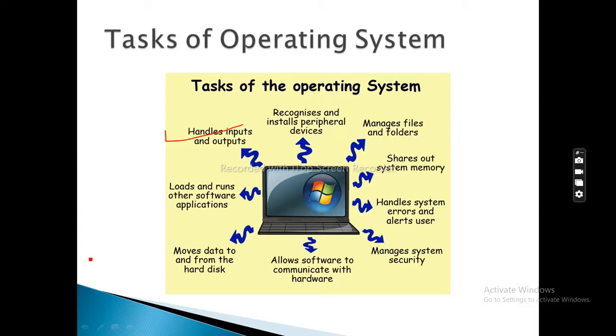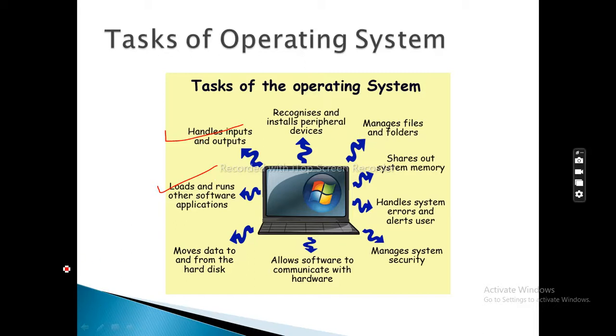Second one is loads and runs other software applications. For example, you are double clicking on an application or a software, and it loads into your computer. For example, you want to reboot your computer, you want to put Windows 7 or 8 into your computer, you double click on that, and a dialog box will come. A boot prompt will come, where you have to give the set of instructions on how you want to partition the devices: C drive, D drive, E drive.